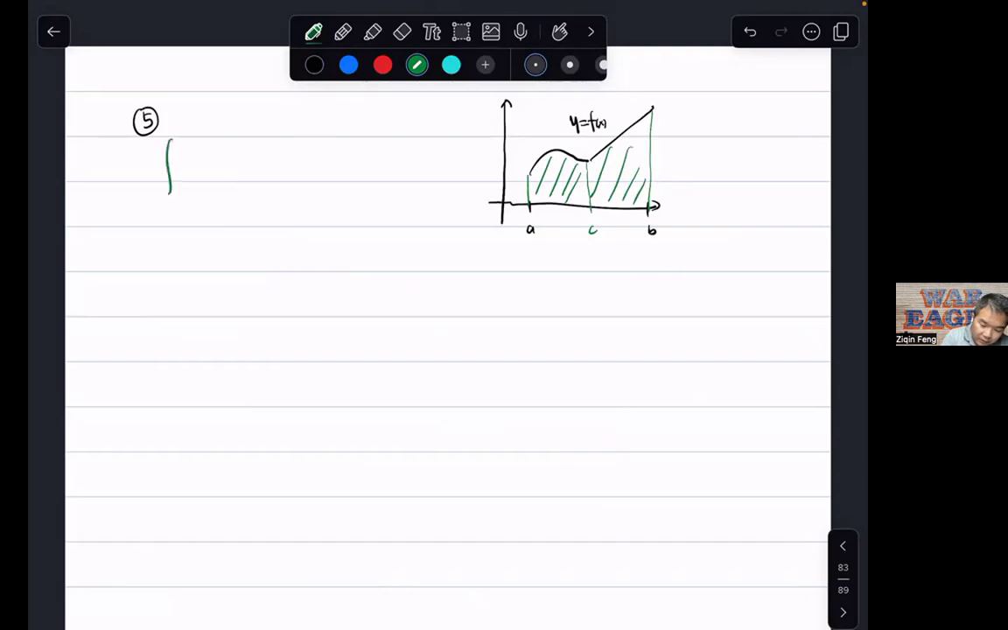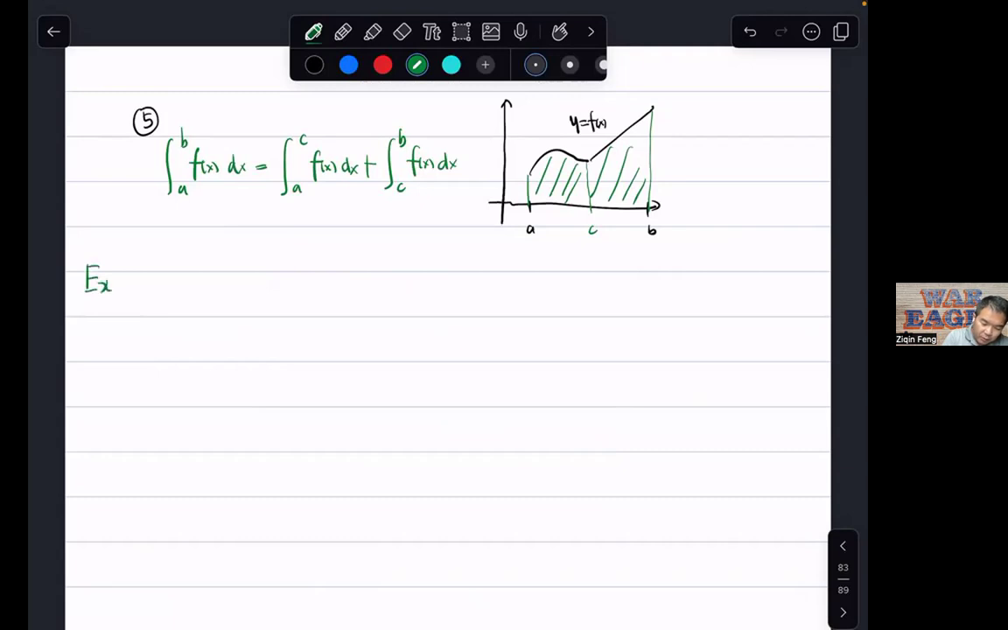So the integration from a to b of f of x dx equals the integration from a to c of f of x dx plus the integration from c to b of f of x dx. Or you can combine them if you want. You can use both directions, either combine or separate it. Okay, now let's see a quick example.